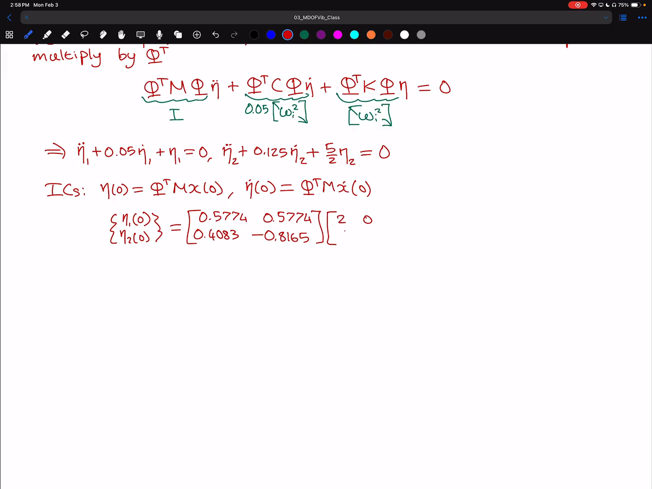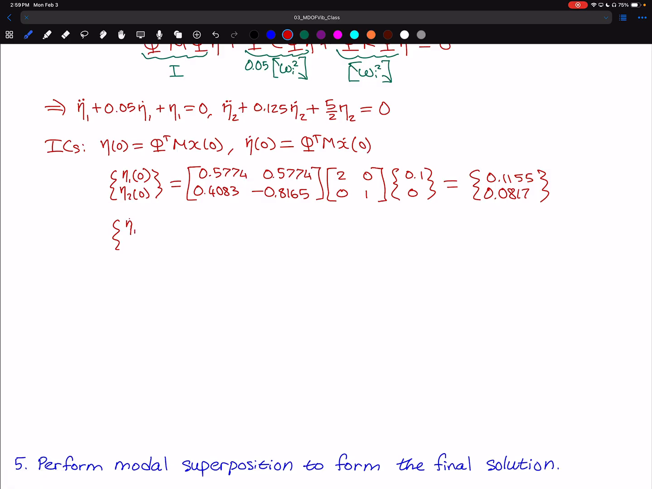This is 2001 times 0.10. This is equal to 0.1155 and 0.0817. We do the same thing for the initial velocities. And that was 0.1. It's equal to 0.5774 minus 0.8165. And in that blank space, we just have the same as what is above.